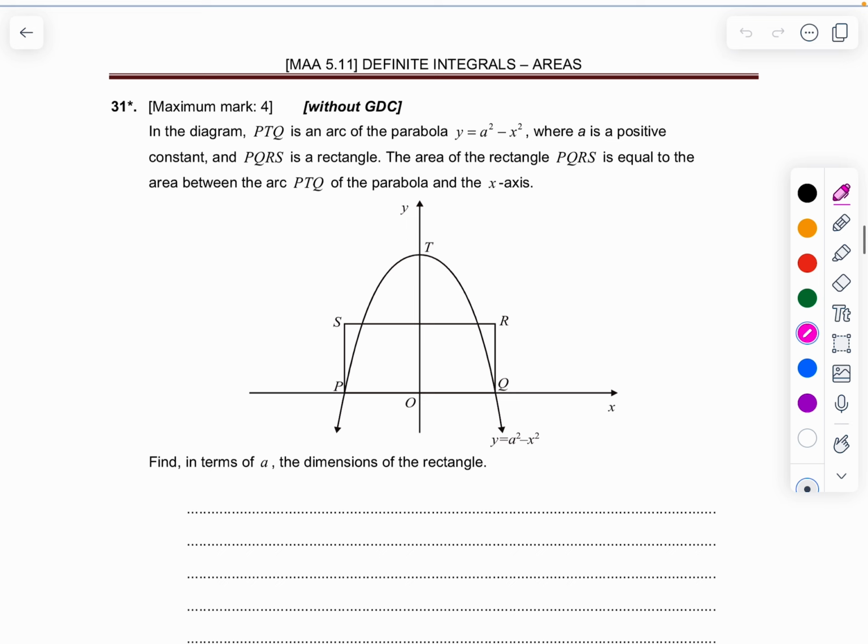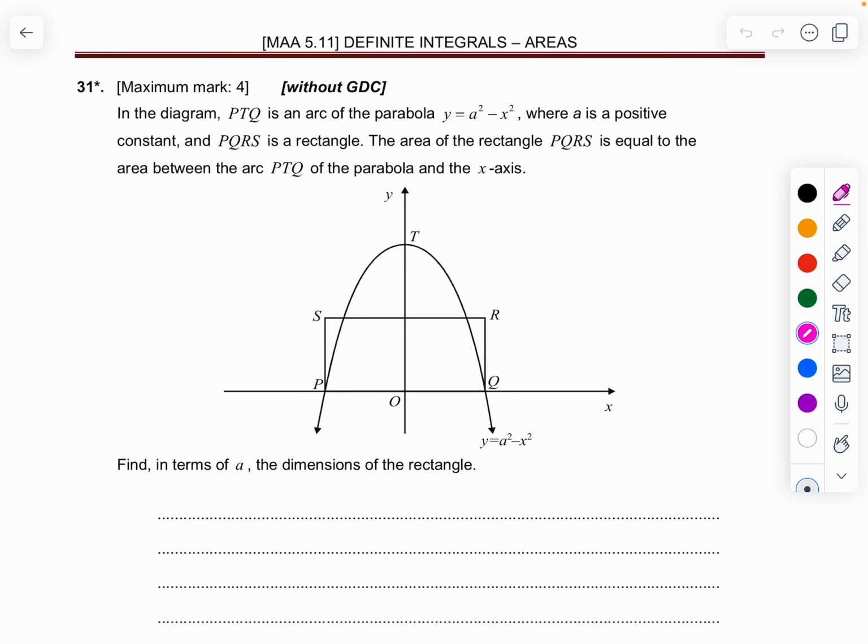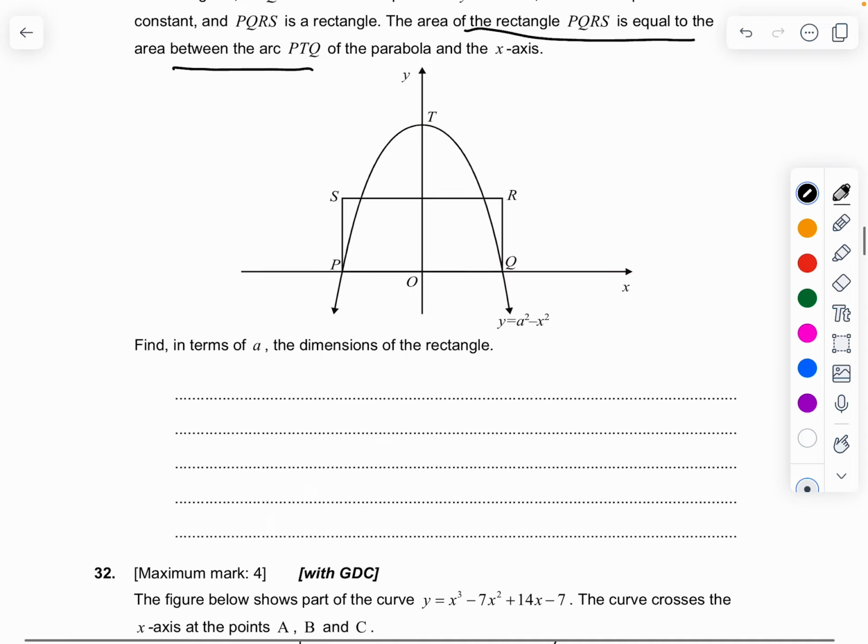In the diagram, PTQ is an arc of parabola y equals a square minus x square, where a is a positive constant and PQRS is a rectangle. The area of the rectangle is equal to the area between arc PTQ and the parabola. Find the dimensions in terms of a.